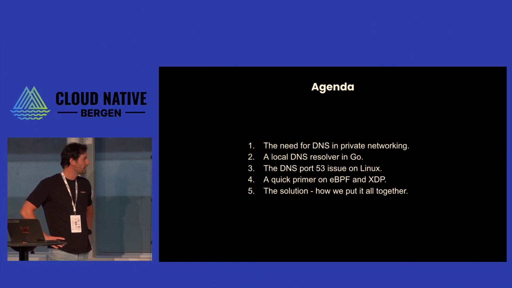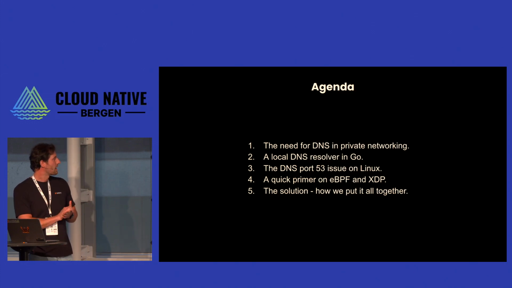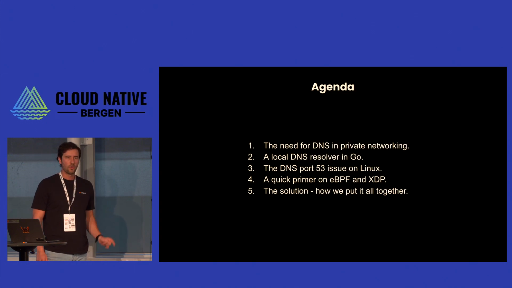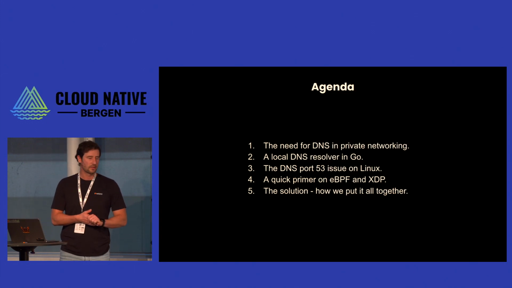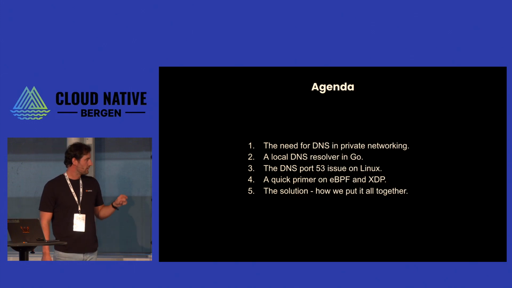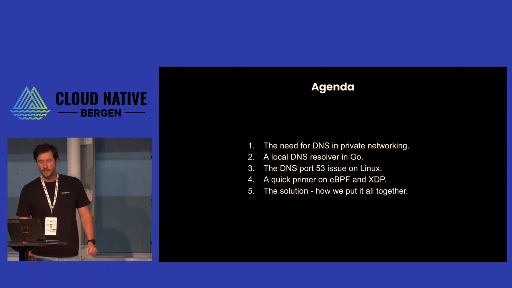To make it a little bit structured, I prepared this agenda. First, I will touch on the need of DNS in private networking. Then I'll show you how to implement a DNS resolver in Go, just briefly. Then the DNS port issue on Linux. That's actually the core of the topic, the issue that we faced. Then a quick look at eBPF and XDP. These are the cool technologies that we used for the solution that I will show you in the last slides.